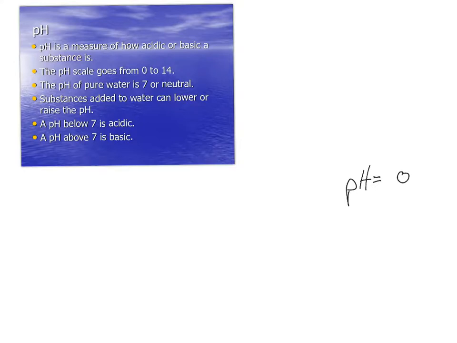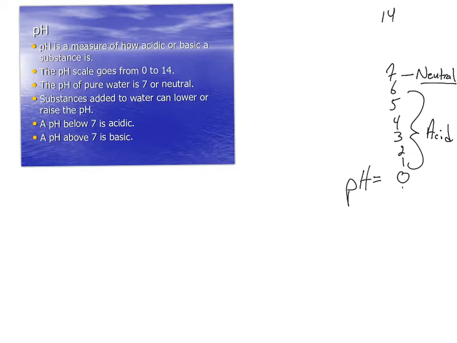It goes from 0, all right? It goes from 0 to 1, 2, 3, 4, 5, 6, and 7. 7 is neutral. At 7, it's not acid or base. It's not one or the other. This side is acid. That's 0 to about 7 is acid. And then from 7 to 14 is base. So when we say an acid or a base, we're talking about the pH level. Now, what exactly is pH level? We'll have to talk about that later, but just so you know, there's these things called hydrogen ions.